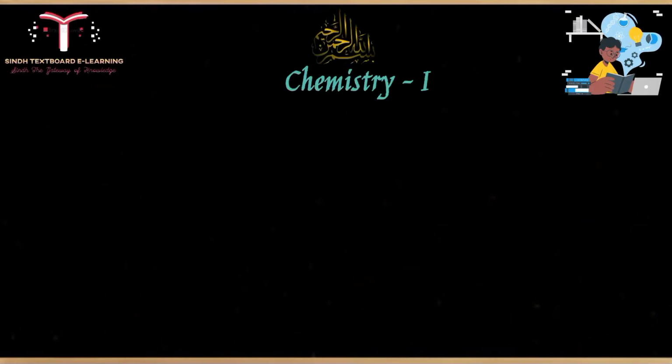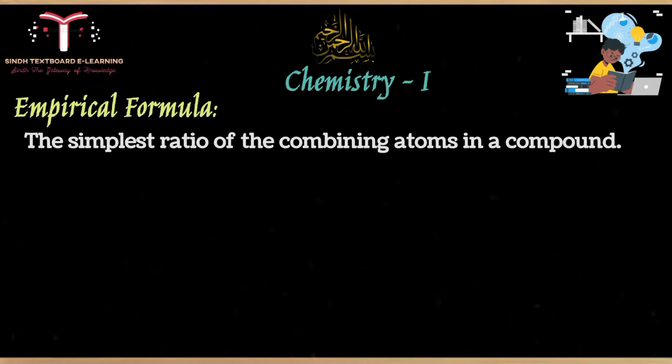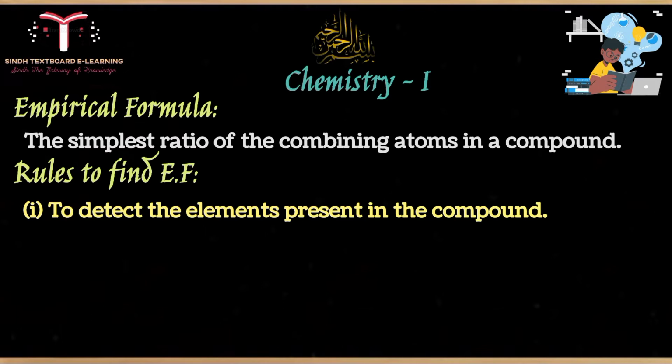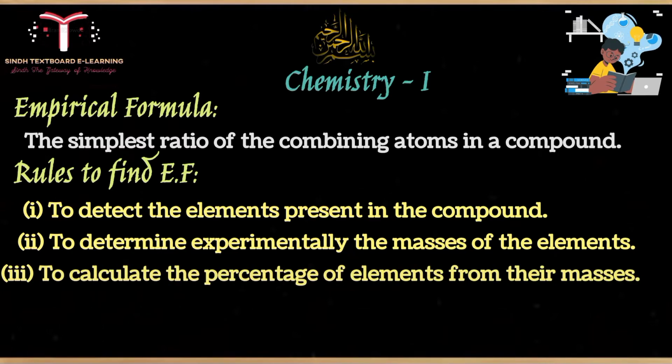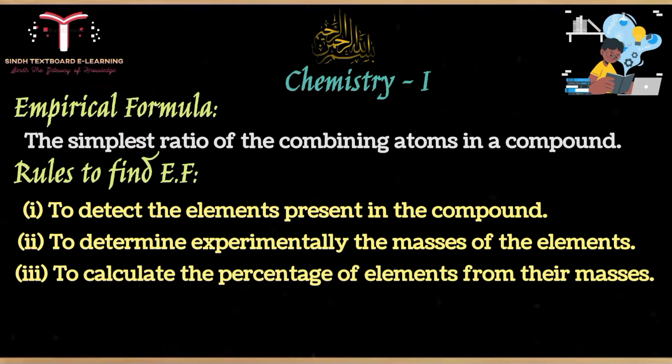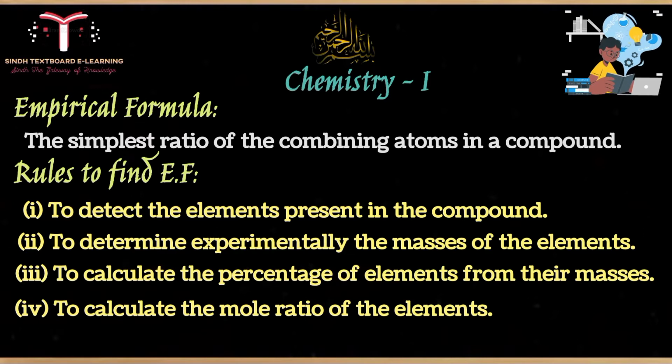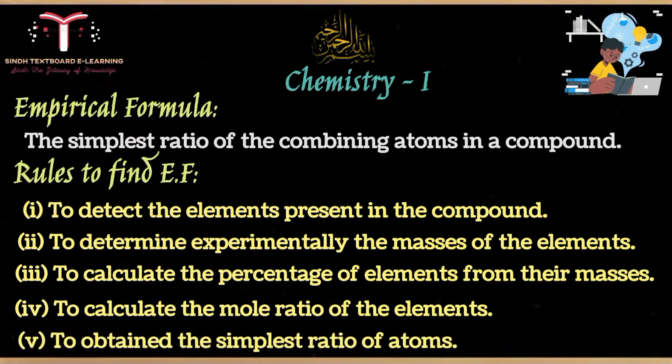Moving towards the next topic, here is the empirical formula. The empirical formula is the simplest ratio of the combining atoms in a compound. We find it to produce any compound on a large scale. Rules to find the empirical formula: detect the elements present in the compound, determine experimentally the masses of the elements, calculate the percentage of elements from their masses, calculate the mole ratio of the elements, and obtain the simple ratio of atoms. These five are the requirements to find the empirical formula, and we will deal with them step by step in the last topic.